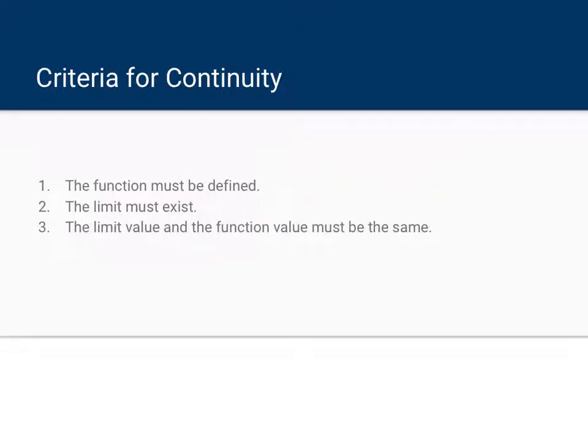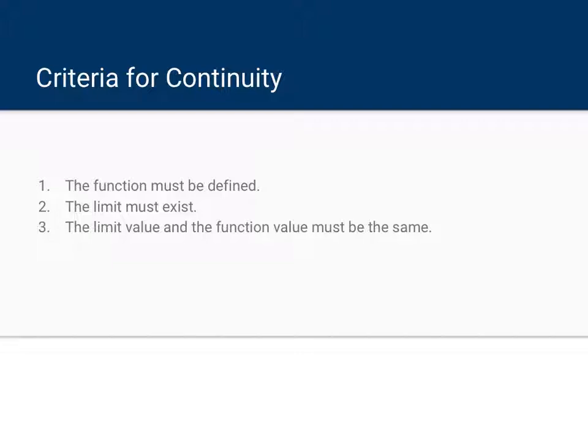Here are the actual criteria that have to be met in order to be a continuous function. First, the function has to be defined. Second, the limit of the function must exist. And third, the limit value and the function value have to be the same as each other. So that means in order for a function to be continuous at some specific value, we have to meet all three of these criteria. And in order for a function to be continuous over its domain, it has to meet all three of these criteria for every possible value in the domain of that function. So this is pretty strict.